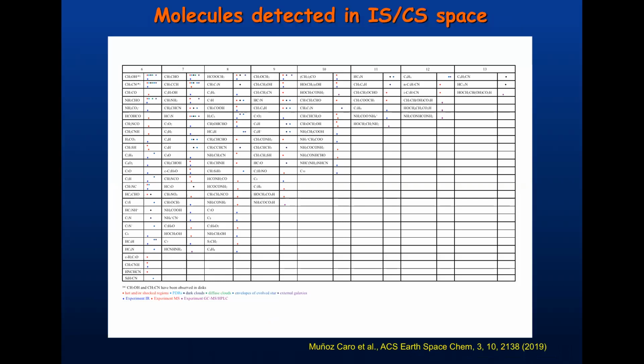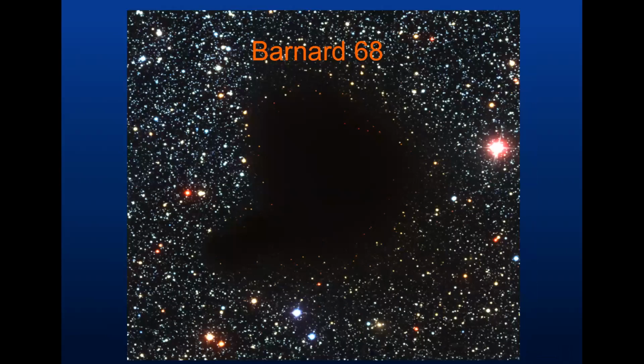This is an exhaustive list of molecules that have been detected in the interstellar and circumstellar medium. I will talk about some of them in this presentation. Almost 300 molecules have been detected so far, and every year a few more are detected.